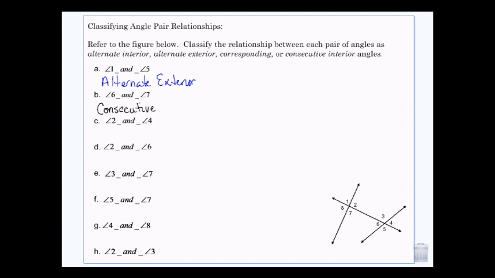Then we have 2 and 4. 2 and 4, one's on the outside and one's on the inside. But if you look, remember when I talked about if we draw the kind of square around it, we have positions. 2 and 4 are in the same position, so they're corresponding.